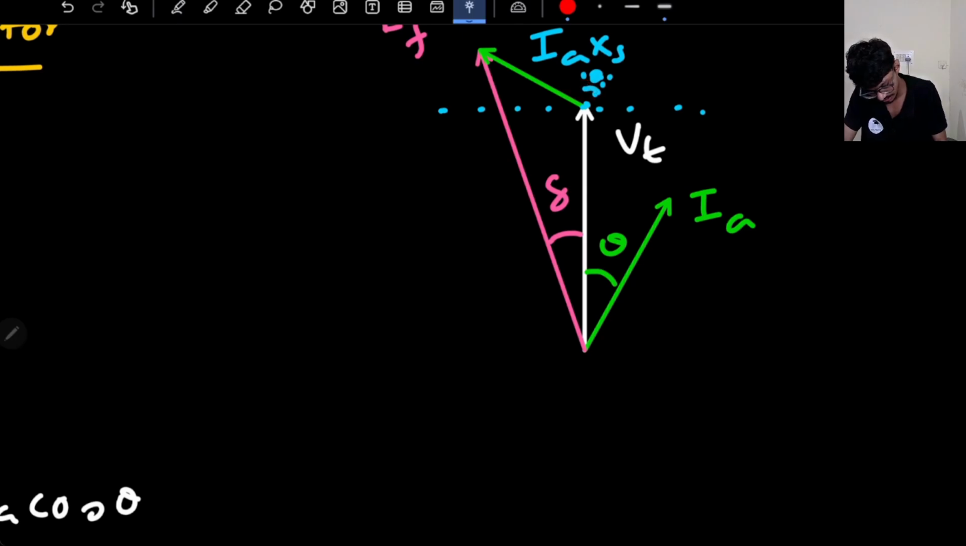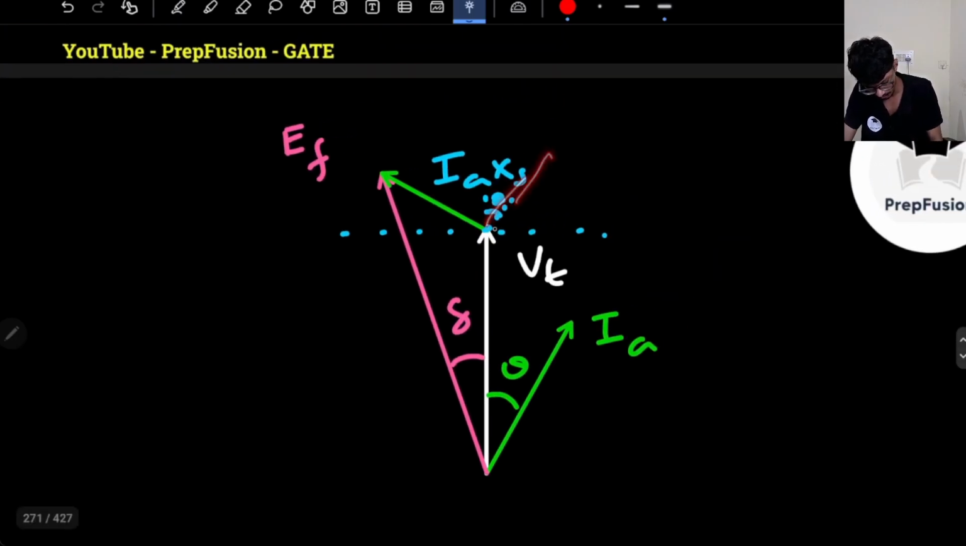This whole angle is 90 because I have just drawn 90 parallel to this. So this angle will be 90 minus theta, because this whole angle is 90. This is theta, correct? Because this is just parallel. So this angle will be theta.